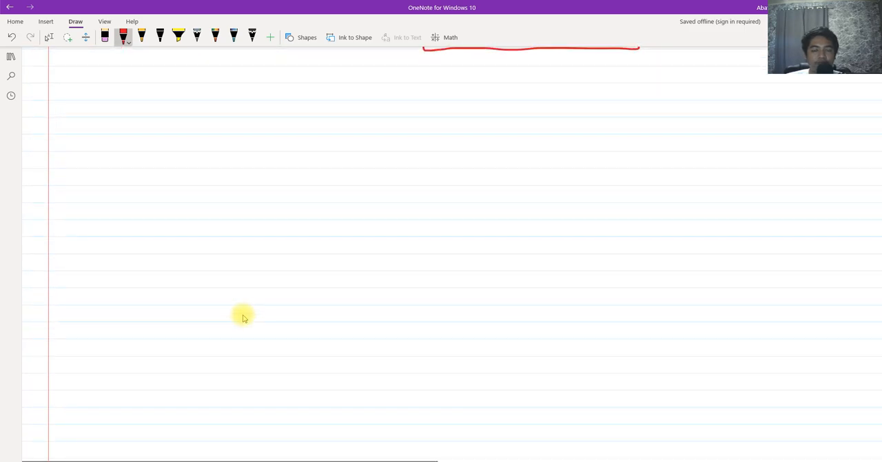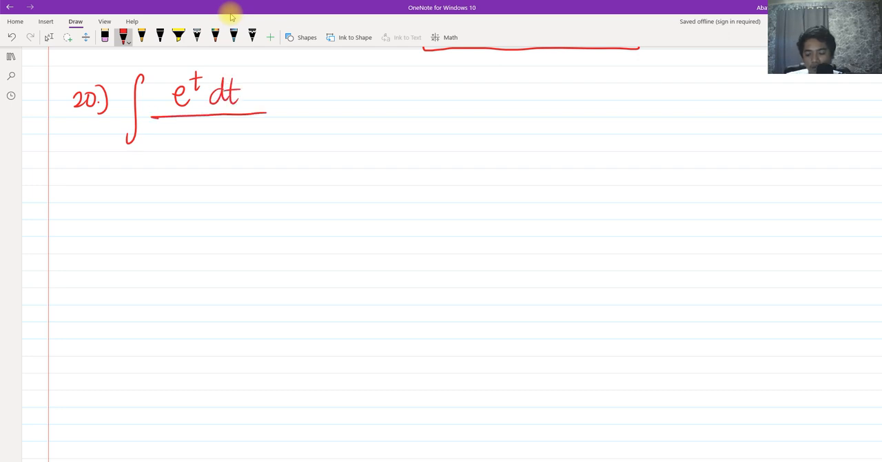Okay? So for the last number, we have number 20. We have to get the integral of e raised to t dt all over the square root of 1 plus 5 e raised to t. So this is none other than, again, the u substitution. So if we're going to rewrite our integral as this, e raised to t dt, we have the square root of 1 plus 5e raised to t, raised to 1/2.